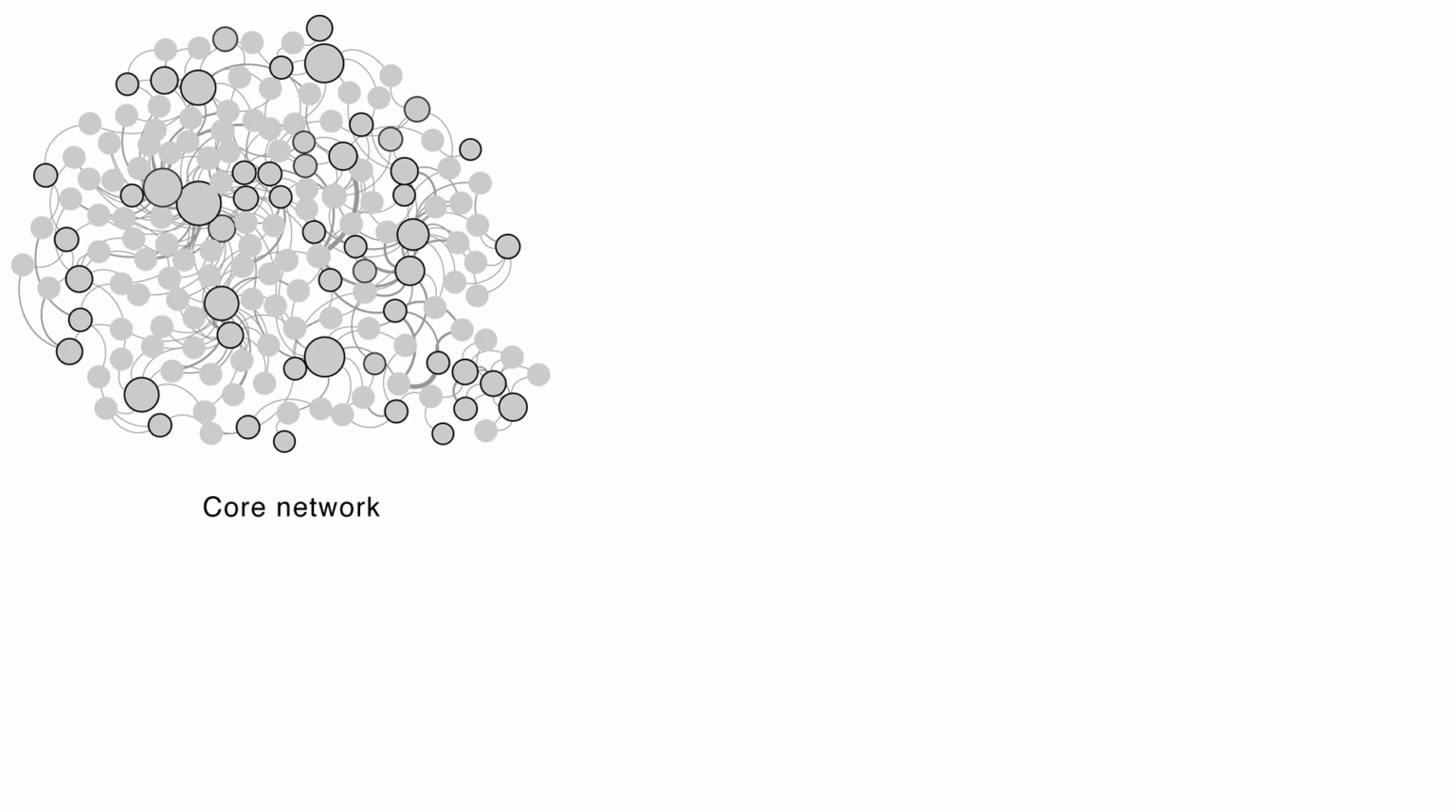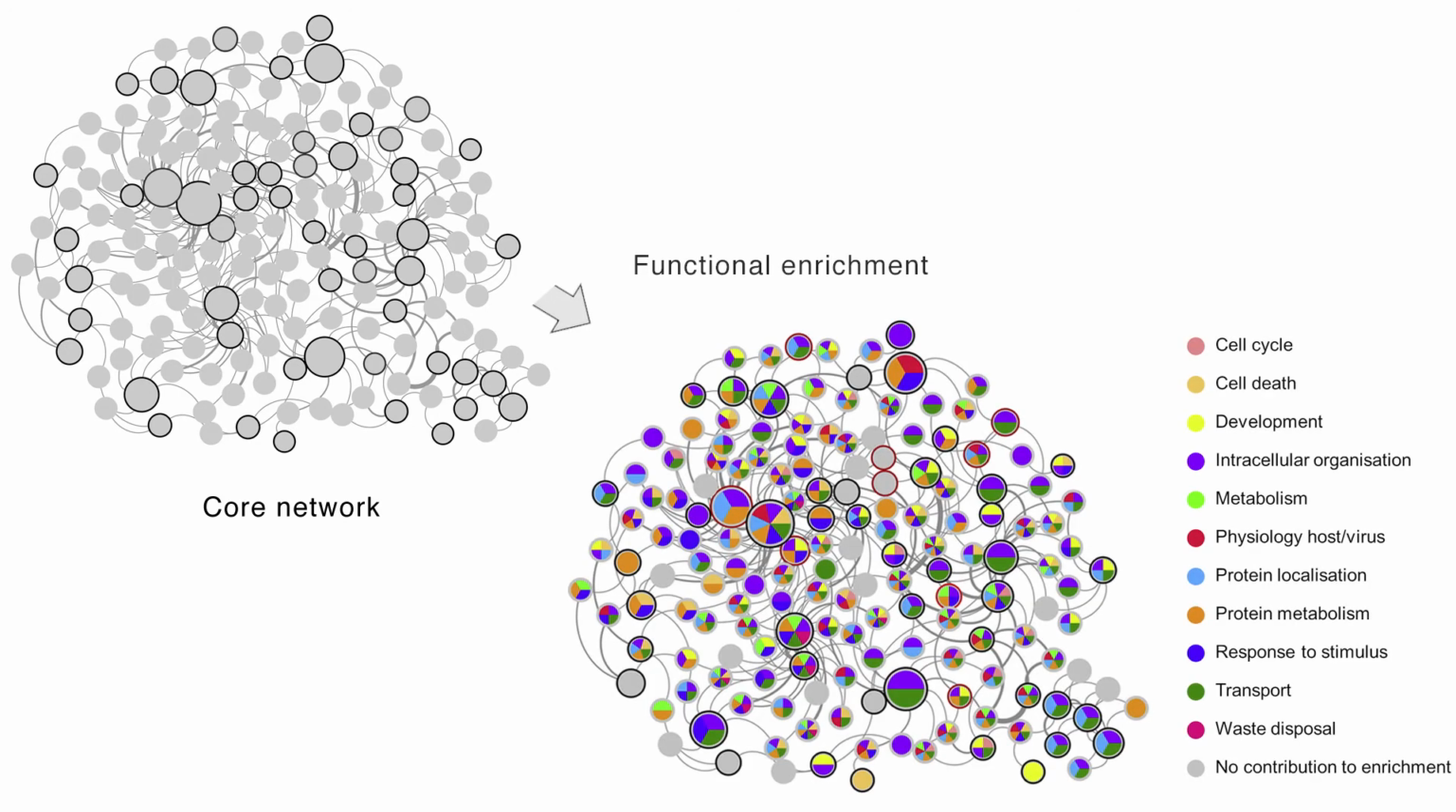We can then analyze the core network to find processes that are more common in our group of proteins than what we would expect. We do that by comparing the frequency of a specific process in our proteins to its frequency in all human proteins. If there are any processes that are more common than expected, they're called enriched. This is a statistical process called enrichment.